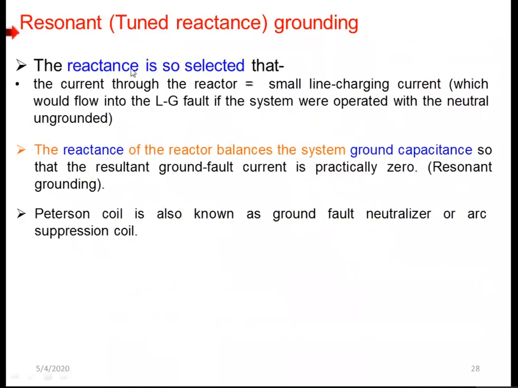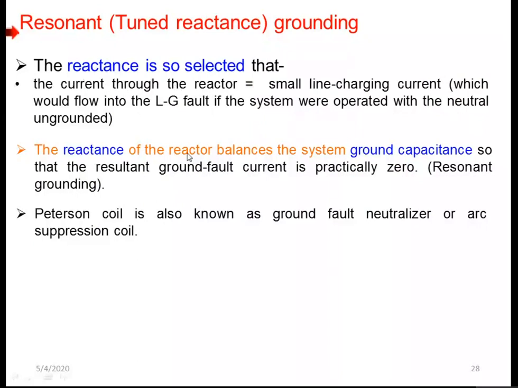So what should be the value of reactance that should be selected? It should be such that the current to the reactor is small. That means you have a small line charging current, which will flow for the case of a line to ground fault if the system were operated with the neutral ungrounded. So that could be the initial step in the selection of the reactor. If we consider the neutral to be ungrounded, and if there is a line to ground fault, then depending upon the charging current flow, that should be the value of the current through the reactor, and thus the value of the reactor.